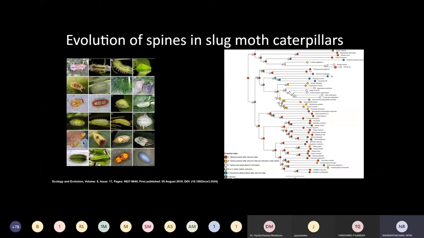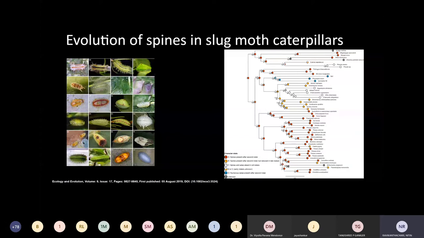So the white ones are actually in Australia, where predatory pressures on islands are different compared to the mainland. So a combination of small size and no predators, they lost their spines because of that.